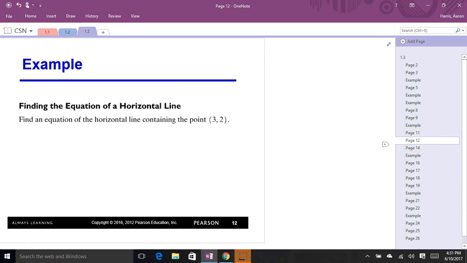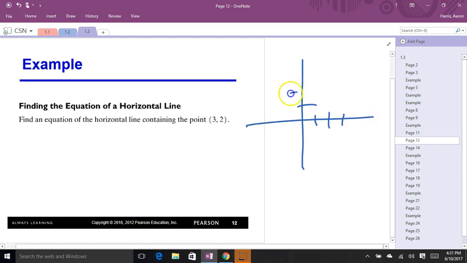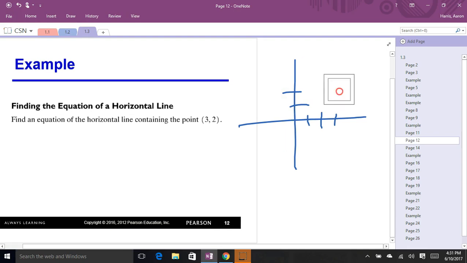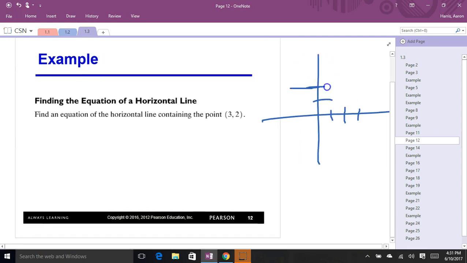Alright, let's find the equation of the horizontal line containing the point 3, 2. So now you got the point 3, 2. This thing is supposed to be horizontal. So we've got this horizontal line containing that point 3, 2 right there. My gosh, I can't get this thing to draw that. There we go, 3 comma 2. Find the equation of that.